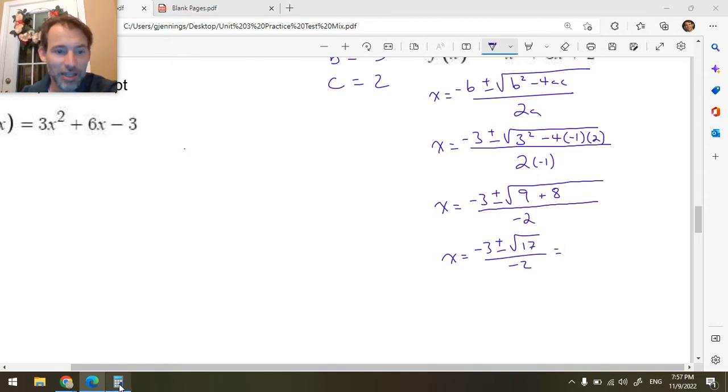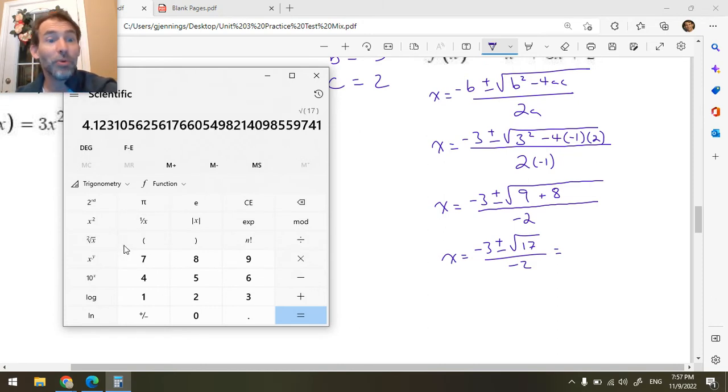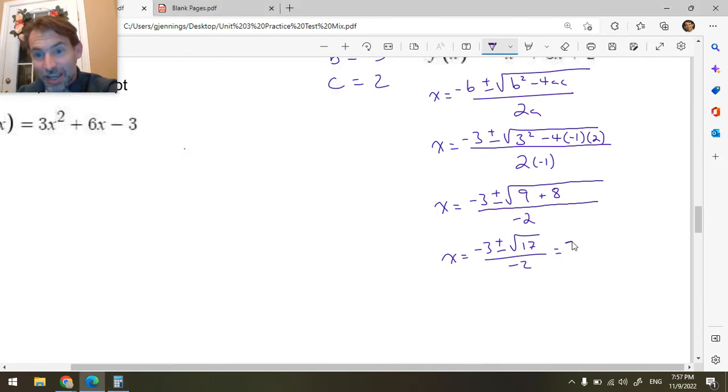And let's find out what that is as a decimal. Clear. Okay, so 17, but I want the square root of it. First guess. Well, 16 would be 4. 17 is going to be ever so slightly bigger than 4. Let's take a look. Boop, 4.1. 4.1 will be fine for our purposes. So this is -3 plus 4.1 over -2, or -3 minus 4.1 over -2, but you get the idea.